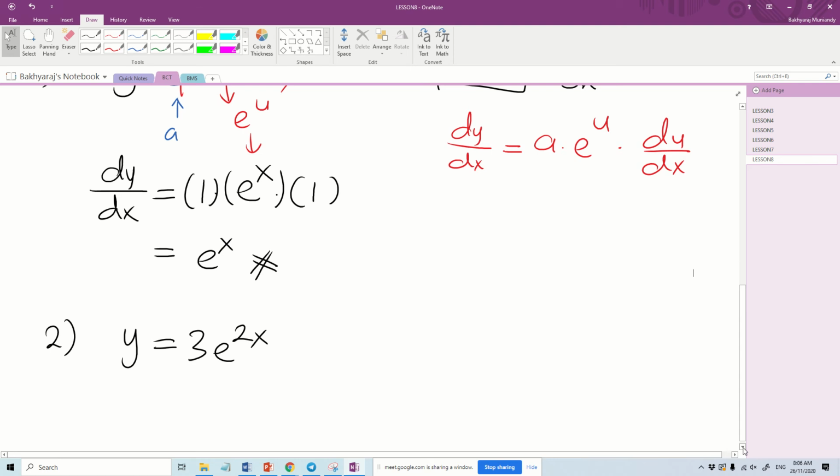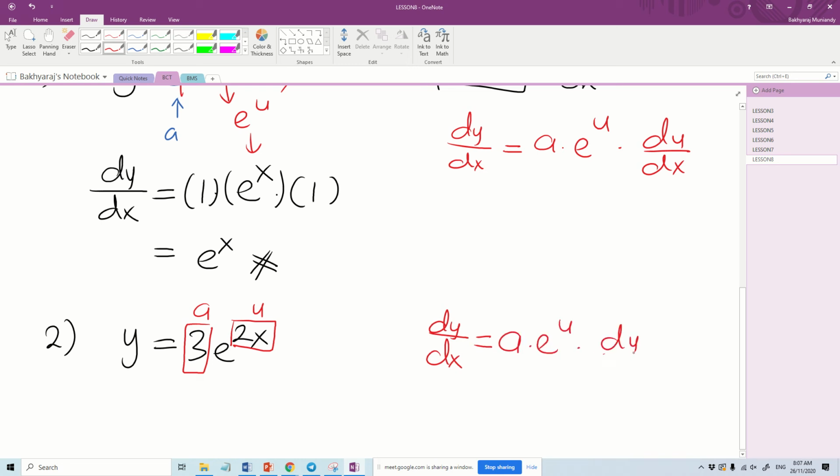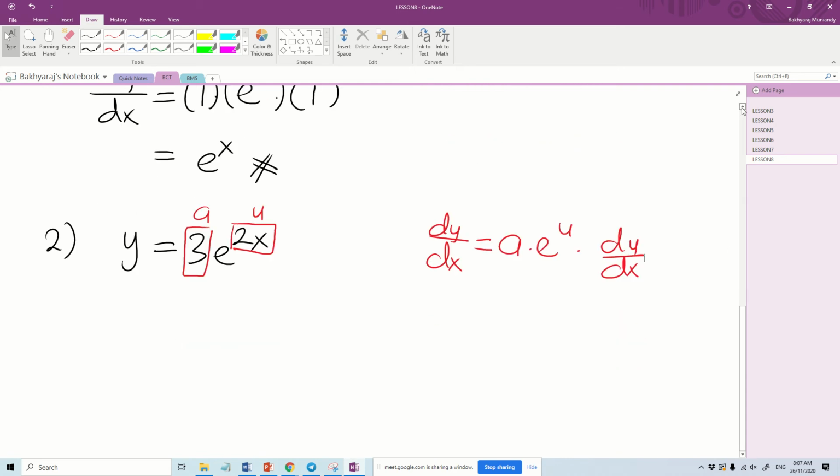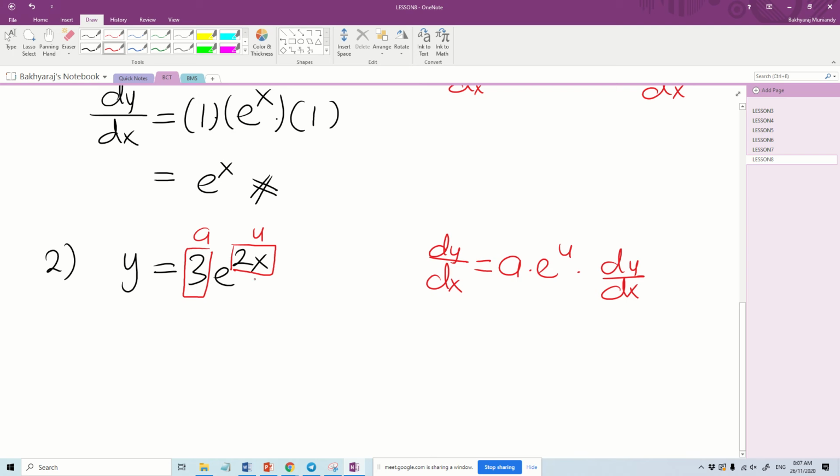So get your a, get your u. What is your a? A is 3. And what is your u? U is 2x. Get the formula first: dy/dx will be equal to a dot e^u dot du/dx. Before we proceed, get the u first, because a just comes from the front and is not really disturbing you, but u you need to know exactly.